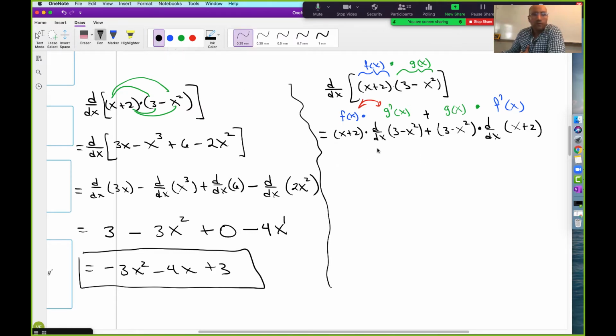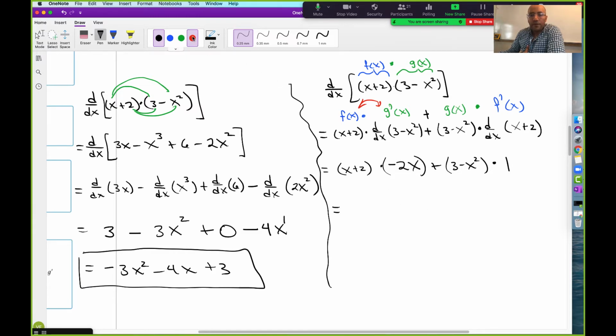No. Okay, so now let's keep going. This is going to be x + 2. The derivative of this function is going to be easy. That's just going to be equal to -2x. Right? The derivative of a constant is 0, minus 2x to the first power, plus 3 - x², and then the derivative of this is just going to be equal to 1.